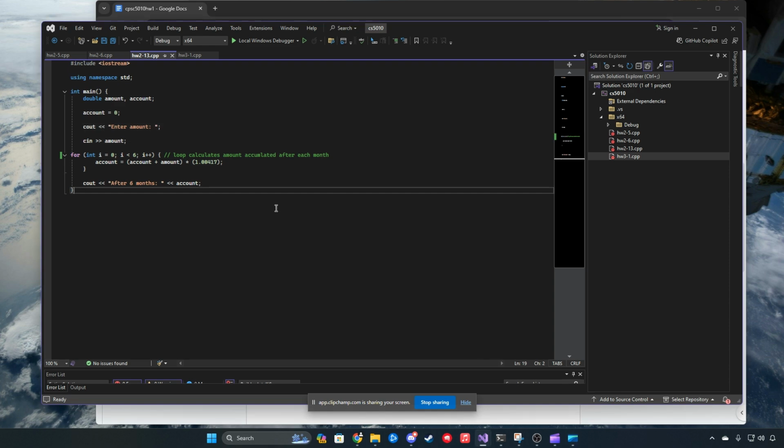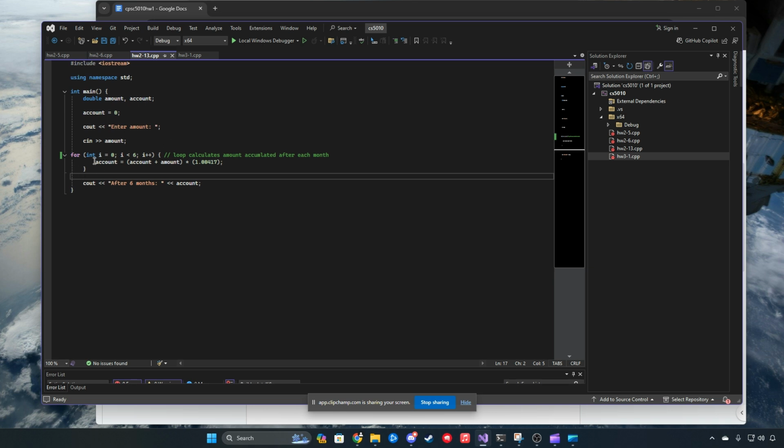So for our third problem in this project, we were told to build a simple financial application that would pretty much ask the user for an amount that they would store in a savings account on a monthly basis, and it would calculate the interest accrued after 6 months. So to do this, I set the initial account amount to be 0, and then I prompted the user to enter an amount that they would store on a monthly basis and stored it here in the amount variable. And in order to do this interest calculation, I use a for loop, and this for loop for every iteration would calculate the interest amount accrued and add it to the account.